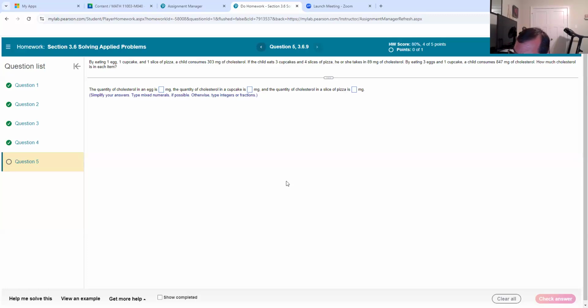Second equation says if they eat 3 cupcakes and 4 slices of pizza, he or she takes in 89 milligrams of cholesterol. And then y'all finally, by eating 3 eggs and 1 cupcake, a child consumes 847 milligrams of cholesterol. So notice what they're wanting. They want to know how much cholesterol is in each item.